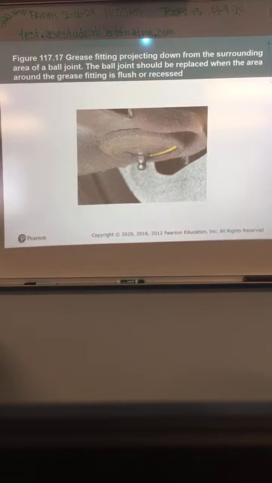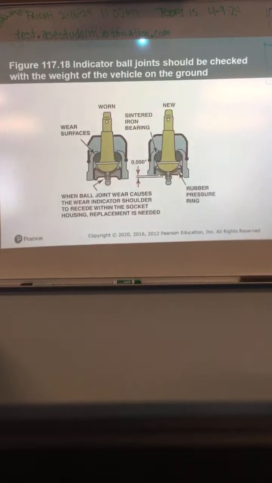Older cars used to have grease fittings on the suspension components like that right there. You would actually have to grease them when you did the oil change. No more. They're all sealed now. Don't have to grease them. Okay, indicator ball joint should be checked with the weight of the vehicle on the ground.